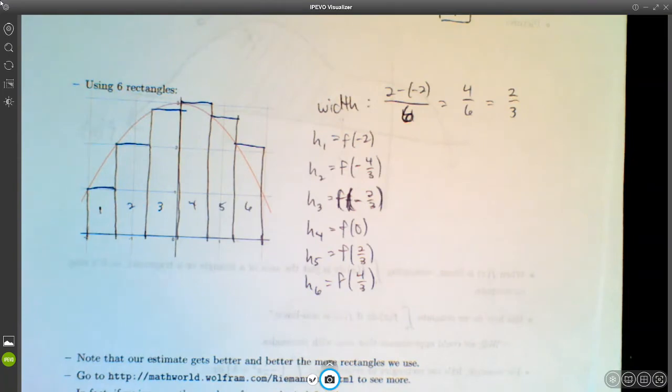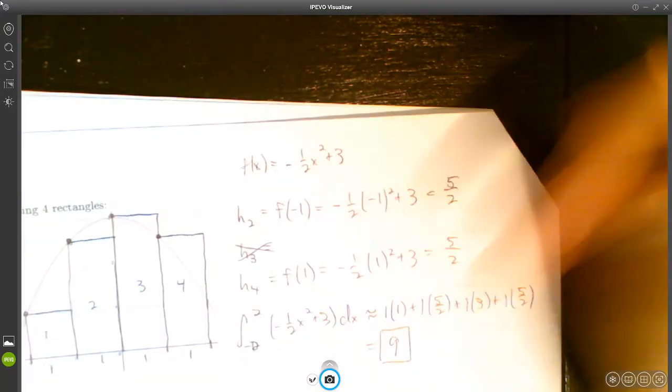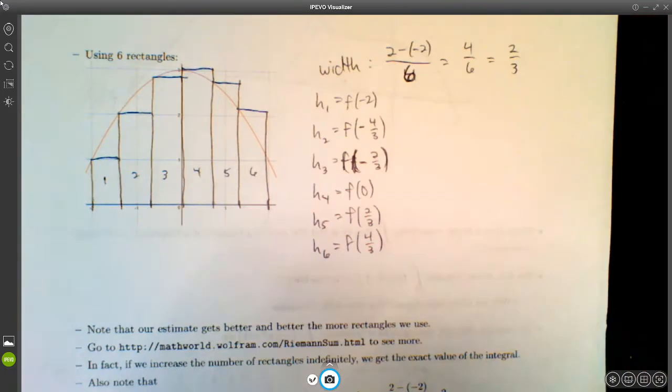I'm going to run out of room. This is just to get the heights. I need to still approximate the area. But anyway, I think getting the heights is the hard part. So I'm going to plug each of these values into the function, f of x. All right, so I'm going to plug it into -1/2 x squared plus 3. I'm not going to write out all the nitty-gritty details. Let me just pop these things into my calculator, see what I get.